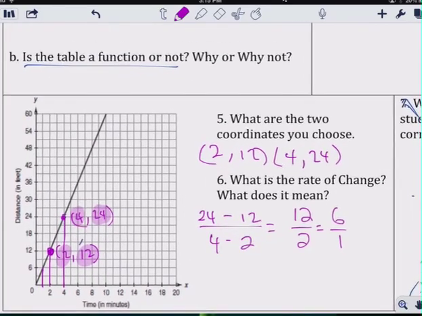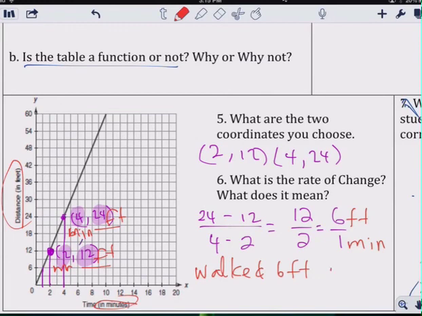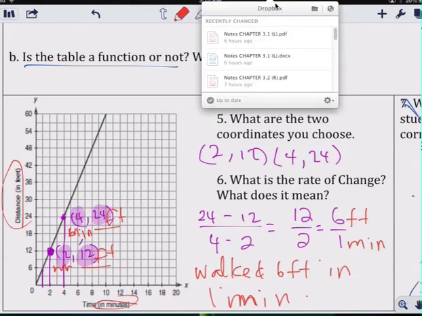We need to know the meaning, okay? So we need to know what your x is and what your y is. Your y is distance in feet, and this is time in minutes. So 4 minutes, you walk 24 feet. 2 minutes, you walk 12 feet. So this is feet and this is minute. What does the answer mean? It means that you walked 6 feet in 1 minute. Okay, that's the answer. Alrighty, I'm gonna stop here.